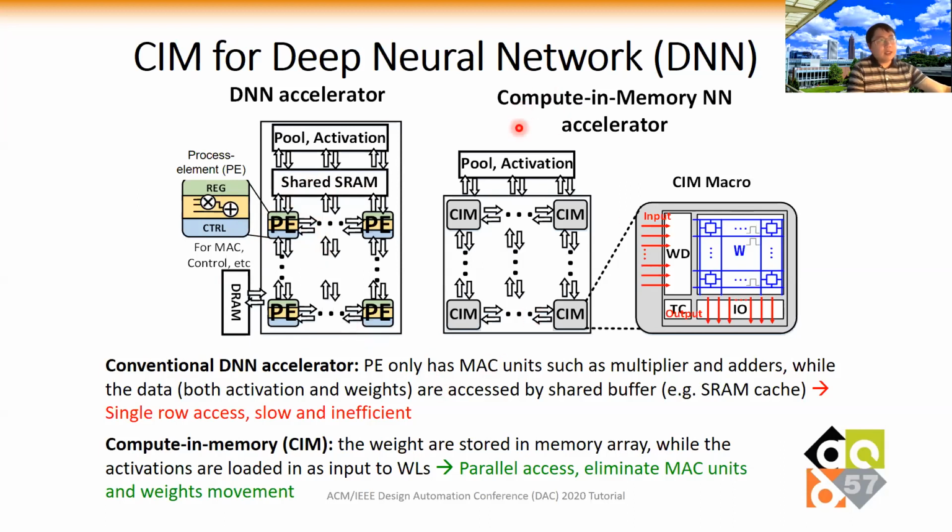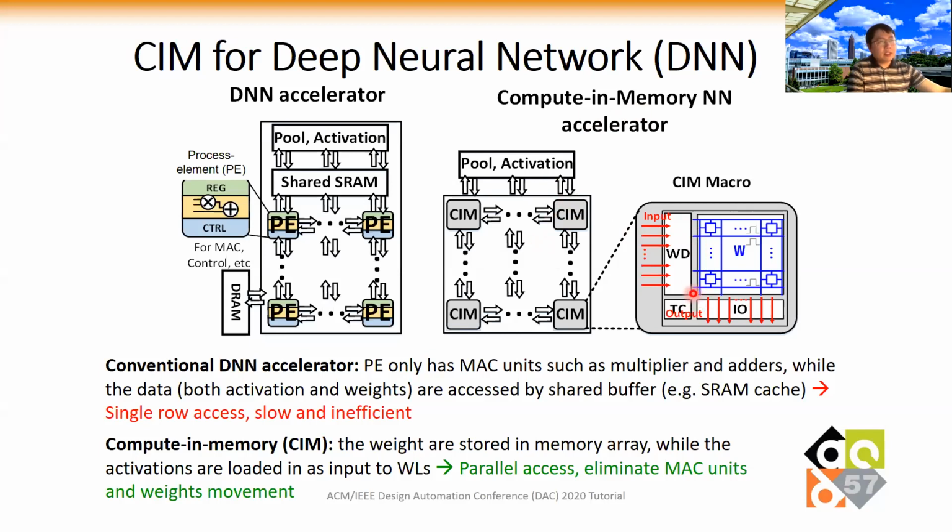On the other hand, the computing memory approach will use a different data flow where the weights are stationary in the memory arrays. So here we see many of these CIM macros. Within the macro, we load in the input vector as voltage vectors to enable multiple rows, and then we get the output vector in parallel from the columns. So this is essentially the analog compute within the memory array.